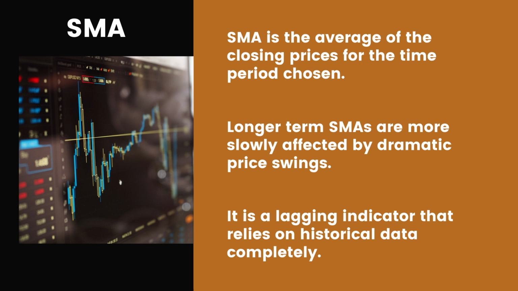SMAs are popular for their ease of ability to illustrate the long-term trend of a security. If the line is trending up, the security is strengthening, whereas a downward trend shows a weakening of that security. But it has its limitations. It is a lagging indicator that relies on historical data completely. By the time you get to know what the trend really is, it might be too late.